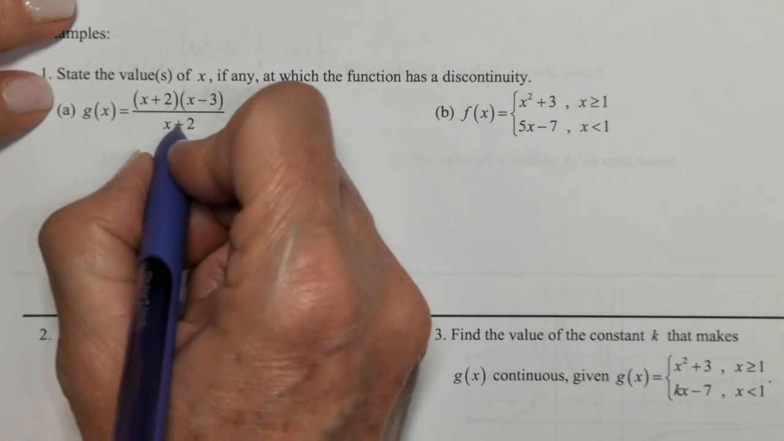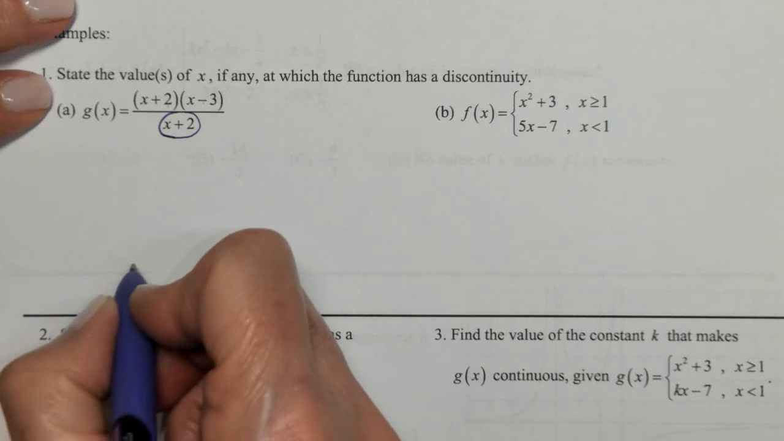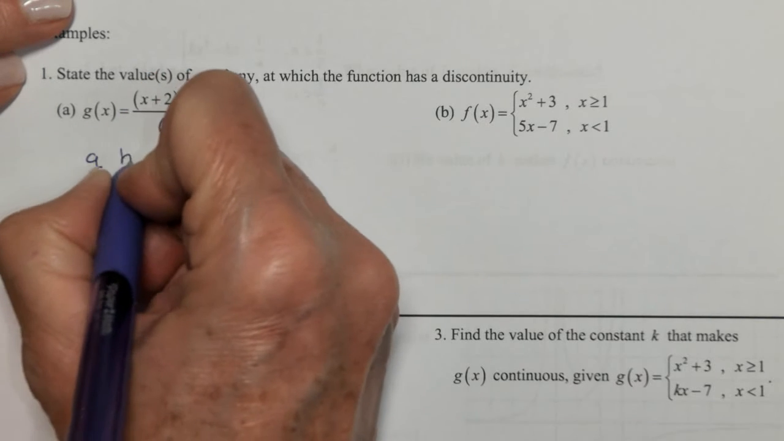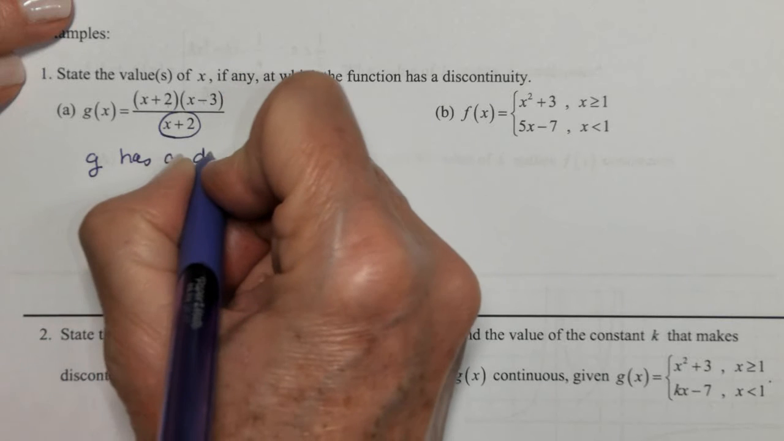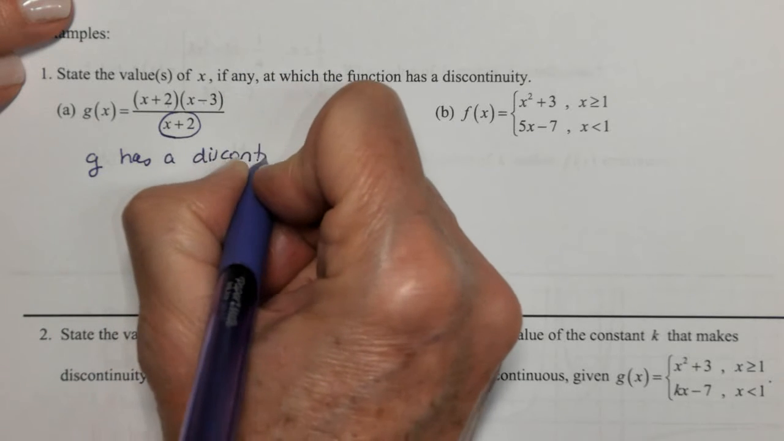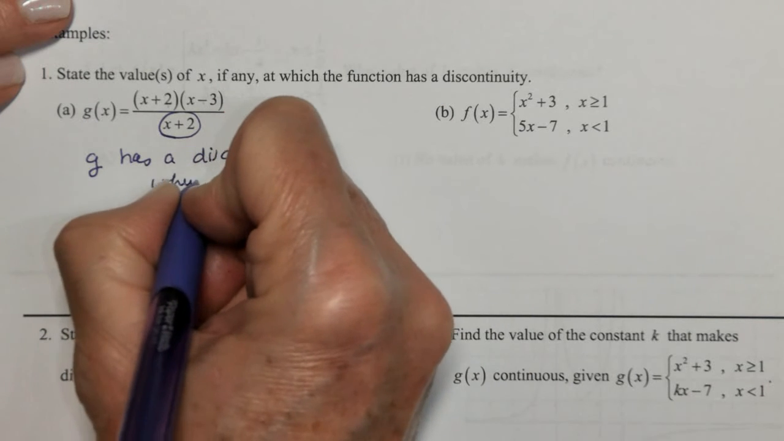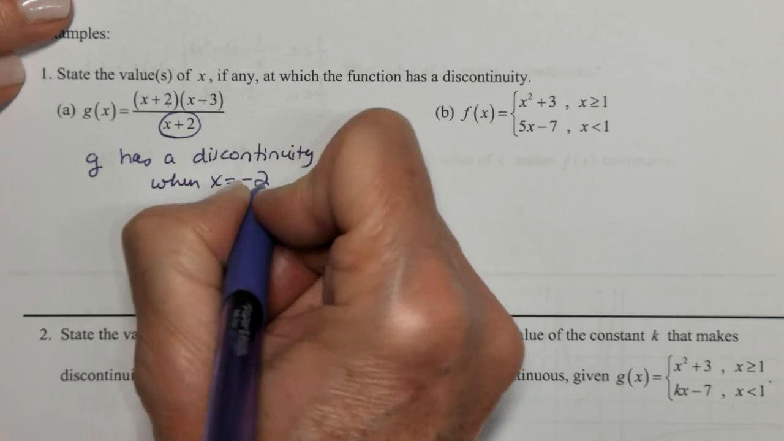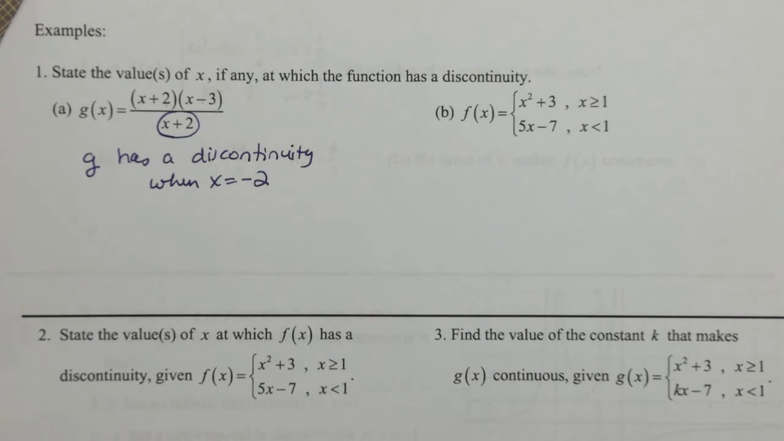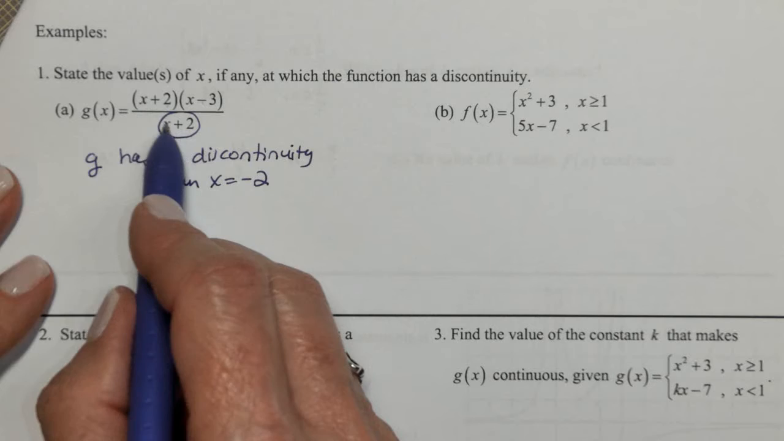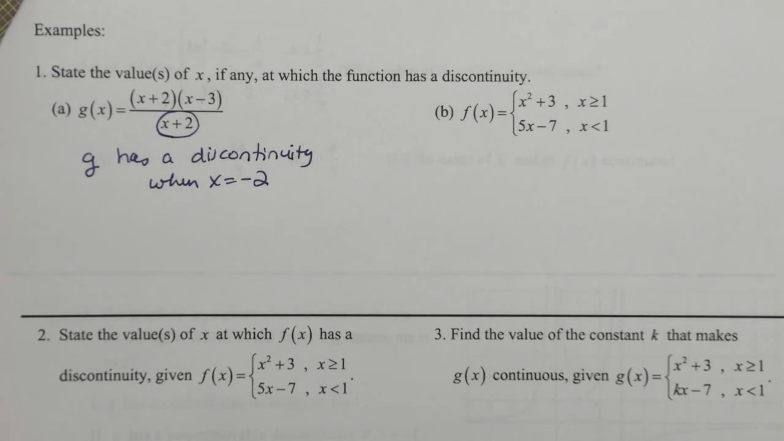So since x equals -2 makes the denominator 0, g here has a discontinuity when x is equal to -2. Okay? There's a hole there. Hole or asymptote makes your function have a discontinuity.